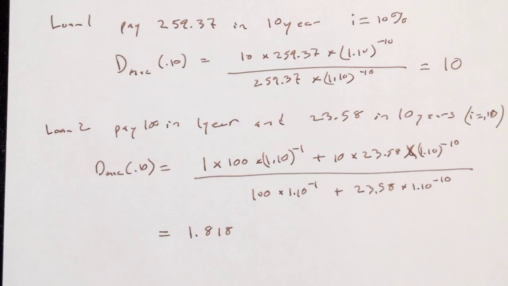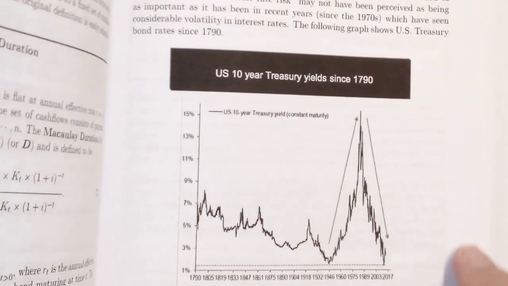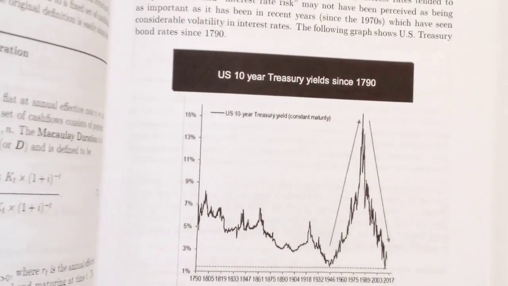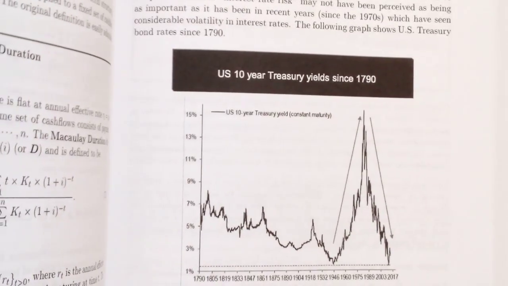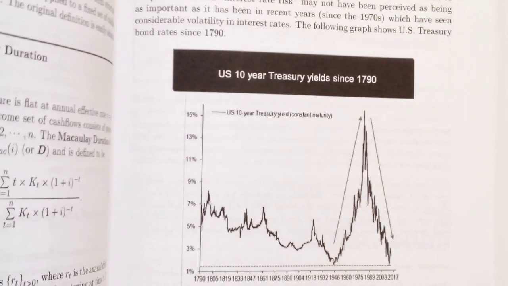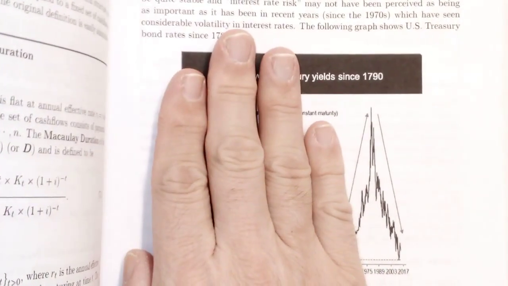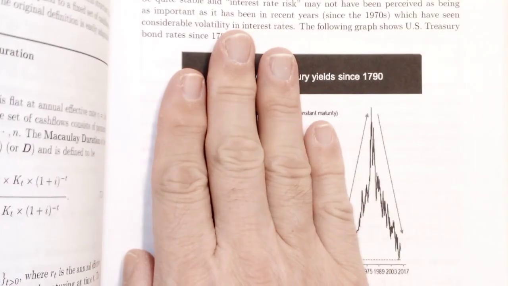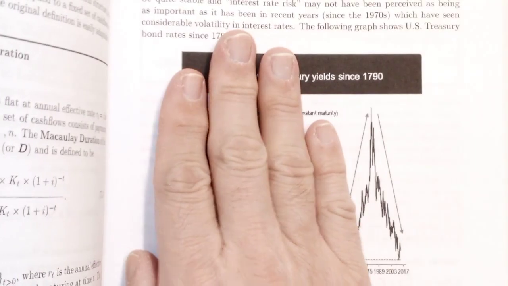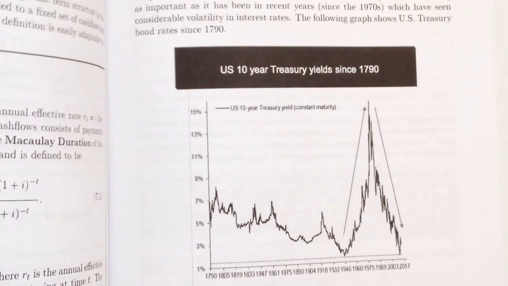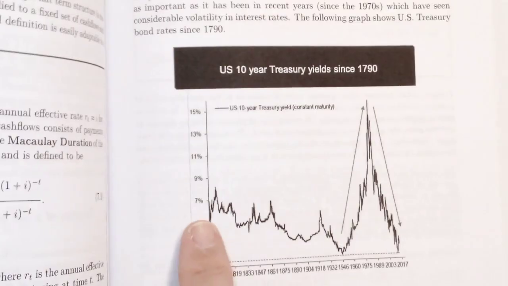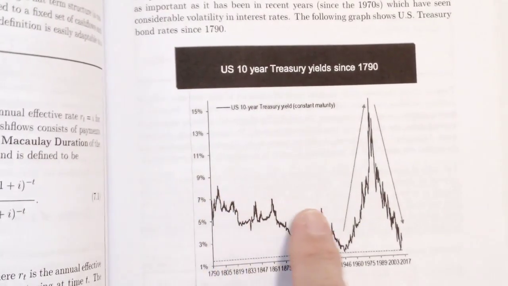I don't know if Macaulay intended to use this to calculate bond prices due to interest rate changes, because there's a picture in the textbook of the 10-year bond rate since the 1700s. By the way, if I go to the Federal Reserve database, it only has this information back to 1962. 1962 is here. So as you can see, there's been a lot of changes since 1962. But before that, bond rates were fairly steady. They didn't spike very high. They didn't go very much above 8%.